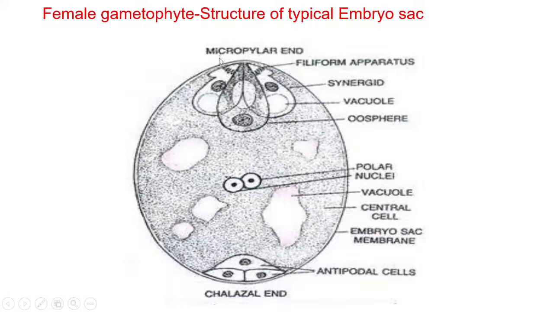In this way, we have seen the structure of the typical embryo sac. Dear student, I am going to repeat again. The typical embryo sac is 8-nucleate. Toward the micropylar end there are three cells, two synergids and one egg. At the center there are the two polar nuclei, and toward the chalazal side there are the three antipodal cells. That means 3 plus 2 is 5, and 5 plus 3, that is the 8-nucleate embryo sac.